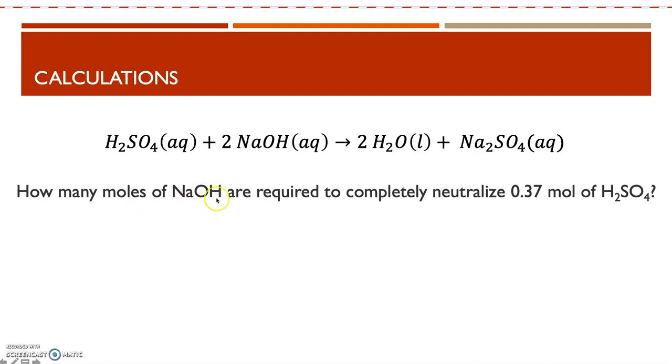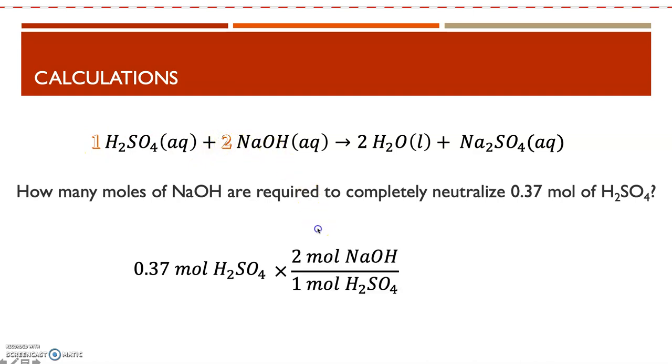So we can do that first question over again. How many moles of sodium hydroxide are required to completely neutralize 0.37 moles of sulfuric acid? Again, we'll start with what we're given, 0.37 moles of sulfuric acid. We can now multiply by that conversion factor, which is 1 sulfuric acid for every 2 sodium hydroxides, okay? But now I want sulfuric acid in the denominator, and that's going to give me 0.74 moles of sodium hydroxide.